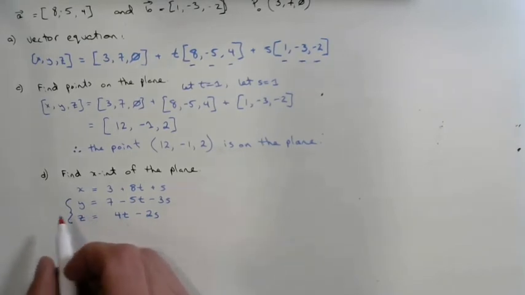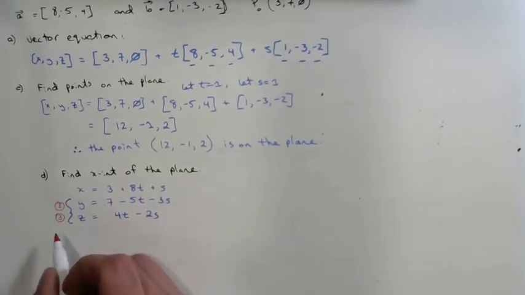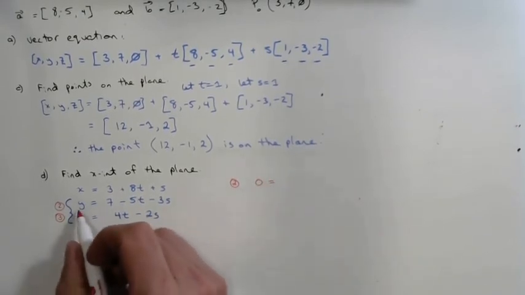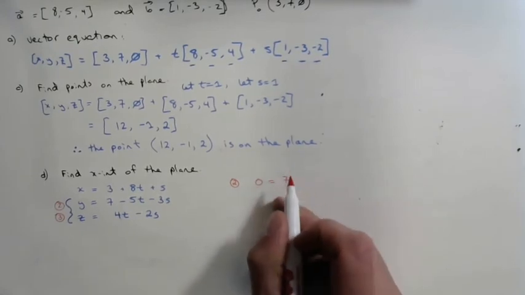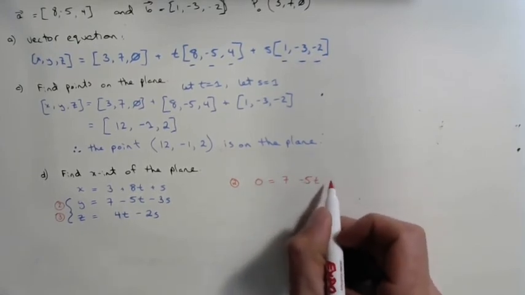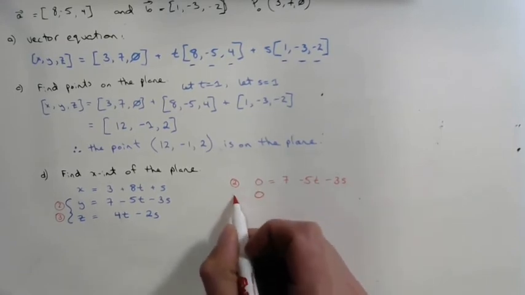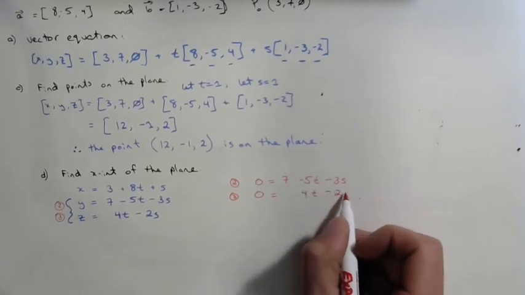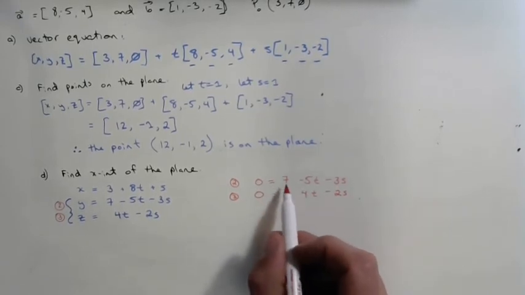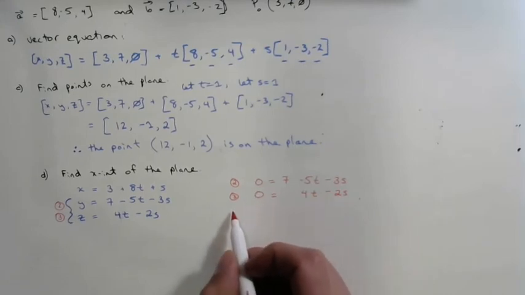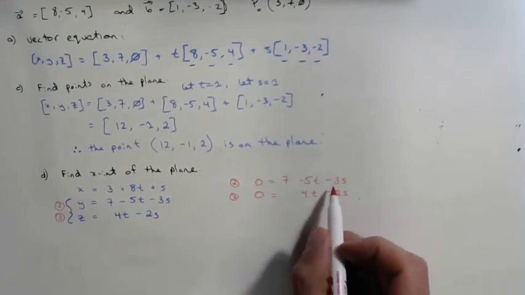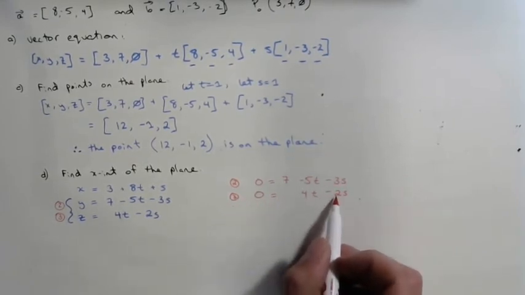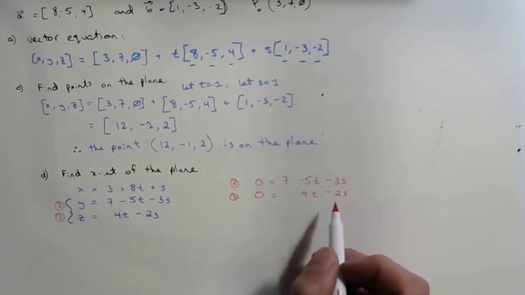We're going to take, I'm going to call them equation 2 and equation 3. I'm going to take them over here and set y equal to 0. So now I have 0 equals 7 minus 5t minus 3s. And I have, in equation 3, I have 0 equals 4t minus 2s. I'm going to bring this 7, subtract 7 to the other side. And as I'm doing that, I'm also going to multiply the top equation by 2 and the bottom equation by 3 in order to eliminate my s's here.